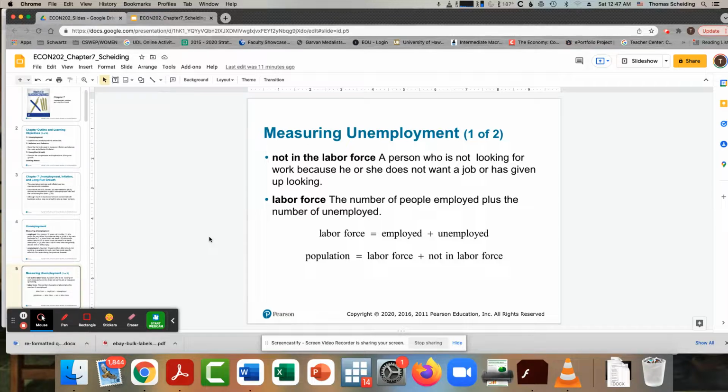And so the labor force itself is going to consist of the employed and the unemployed, and the population is going to consist of the labor force plus not in the labor force. This becomes a little clumsy when we try to look at it this way, so let me try to make this a little bit clearer. So we have our total population, which in the case of the US is 335 million.